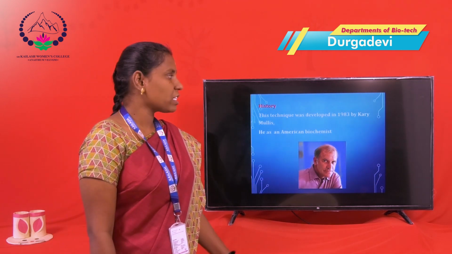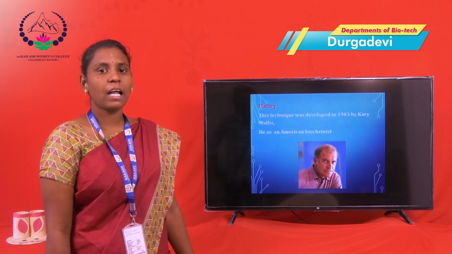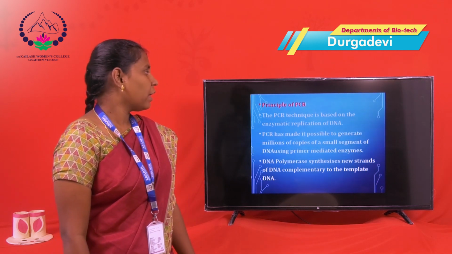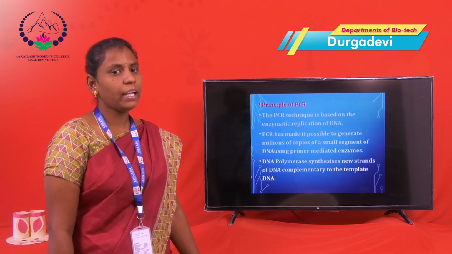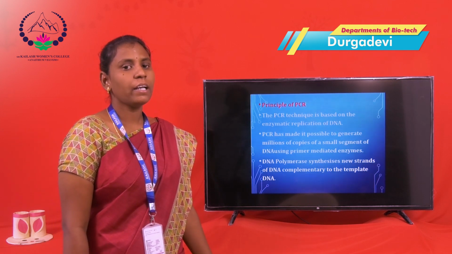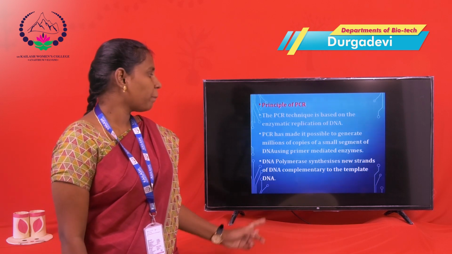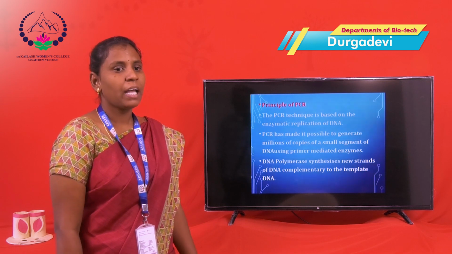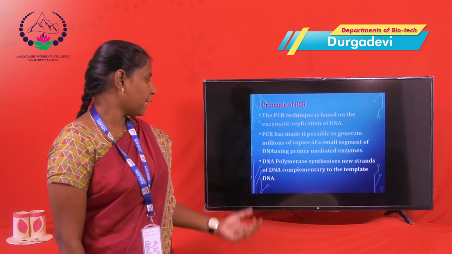History. This technique was developed in 1983 by Mullis. He was an American biochemist. Principles of PCR. This technique is based on enzymatic replication of DNA. It makes it possible to generate multiple copies from a single DNA fragment, mainly using the polymerase enzyme. It is isolated from the Thermus aquaticus bacterium. It is a thermostable enzyme, so it makes complete DNA.